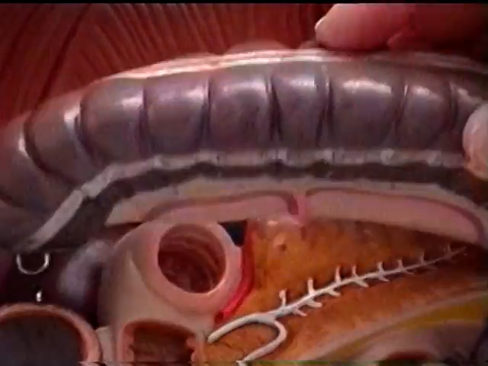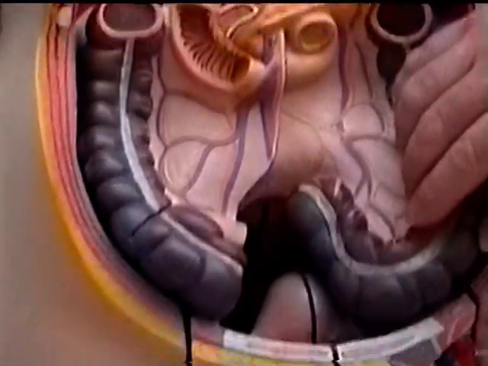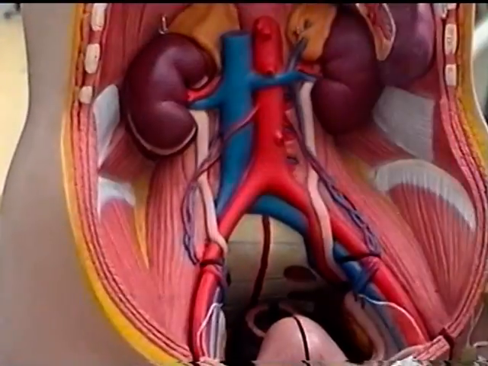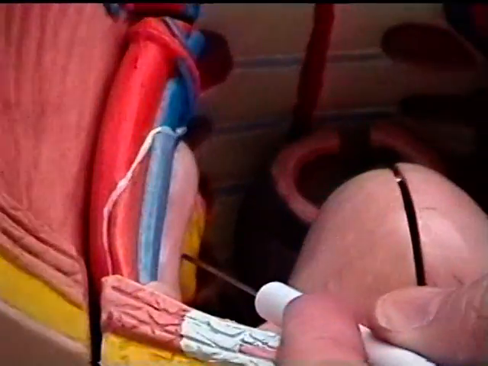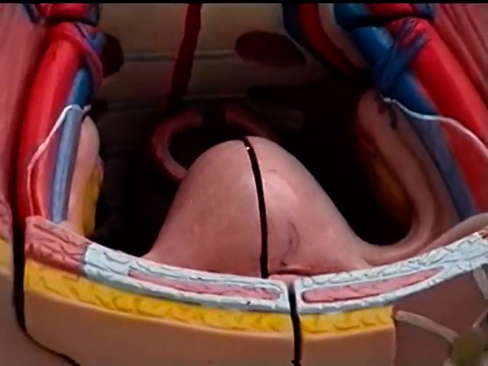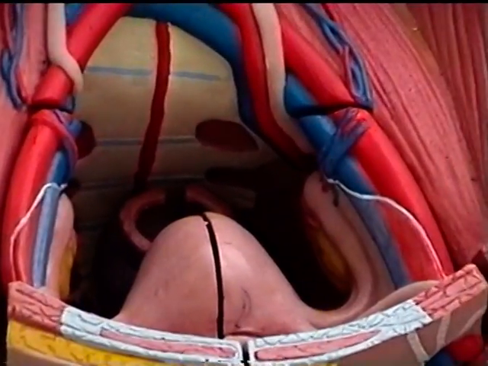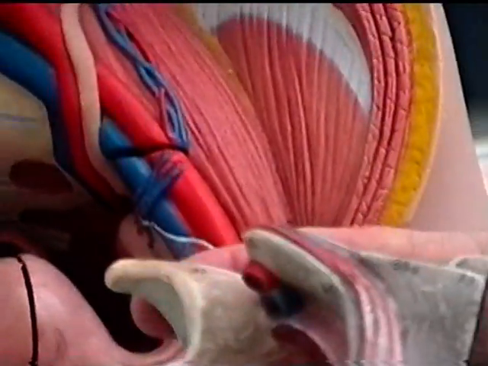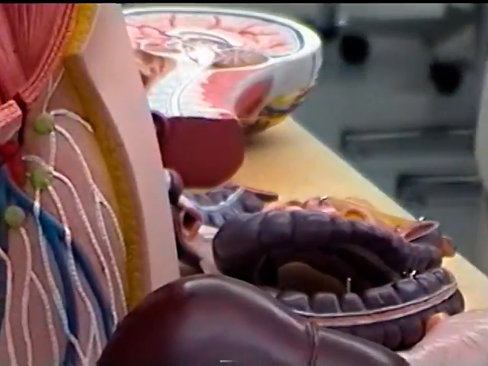And then depending upon the gender, and for this model it's female, we have ovaries that we see in the pelvic cavity here. And then if we had a male model, then we would have the testes. We would have the testes associated with the scrotum.